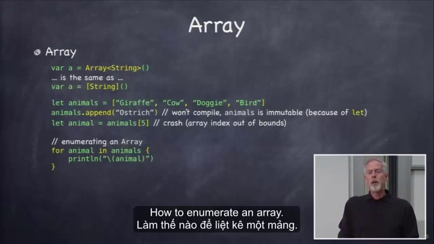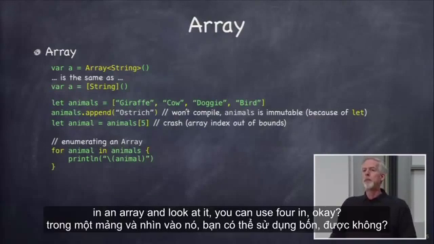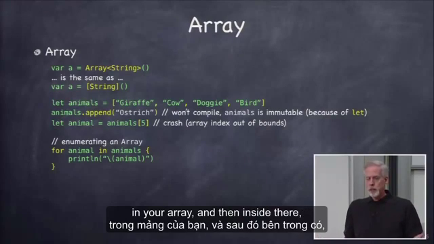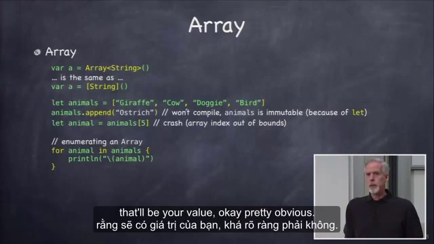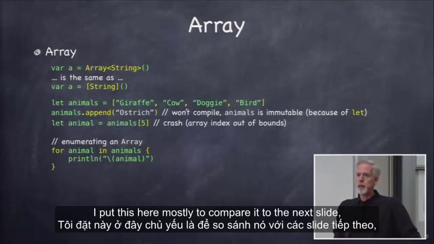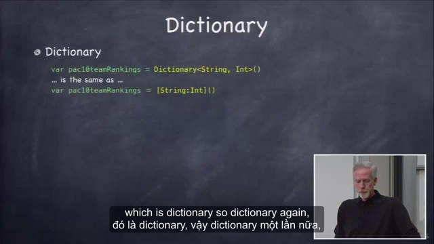How to enumerate an array. If you wanted to go through every single item in an array and look at it, you can use for in. Okay, so you just say for some variable you want in your array, and then inside there, that'll be your value. Okay, pretty obvious. I put this here mostly to compare it to the next slide, which is dictionary.